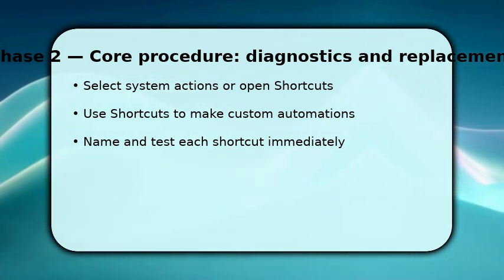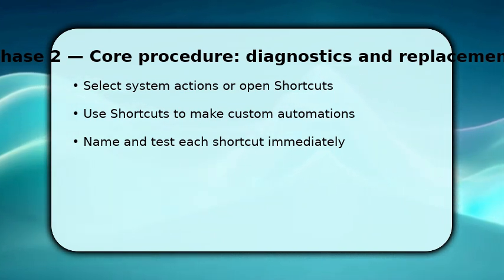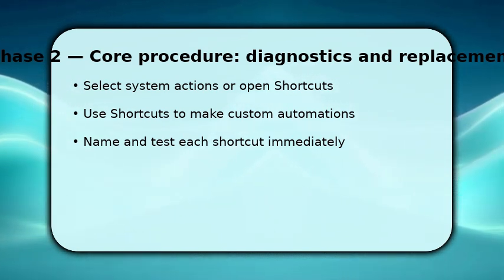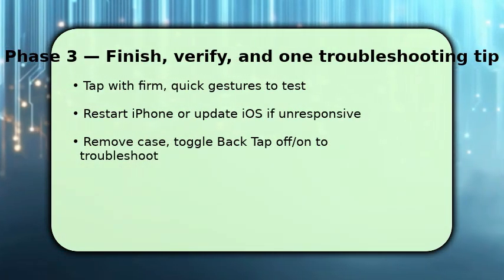After creating it, return to BackTap and assign that shortcut. Make sure to name and run the shortcut once. This verifies the flow and explains why BackTap triggers the exact task. Finish by testing both double and triple taps to confirm consistent response.